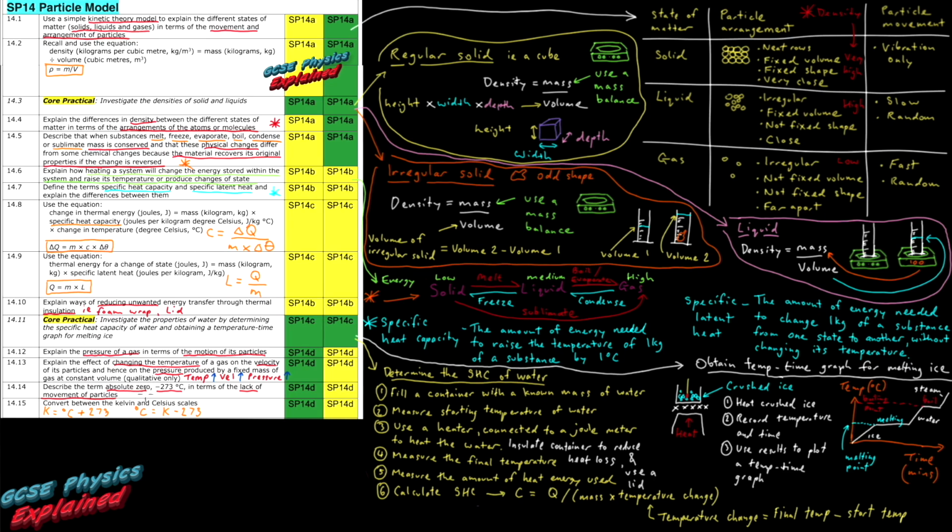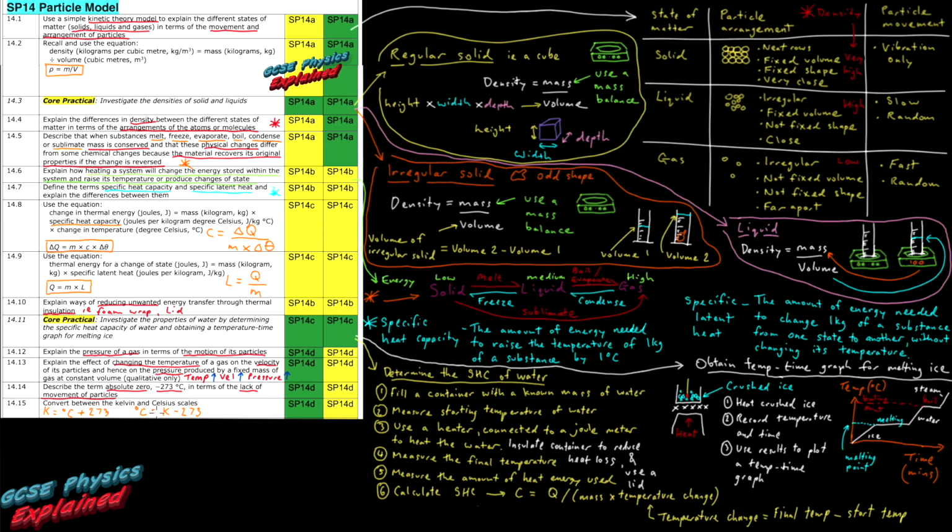Describe the term absolute zero, minus 273 degrees C, in terms of the lack of movement of particles. So just make sure you know that the coldest temperature you can ever get is called absolute zero, and it's at minus 273 degrees C. And at that point, there's no movement of the particles, or it's very, very minimal. And therefore, if the velocity of the particles is zero, then there'll be no pressure either.